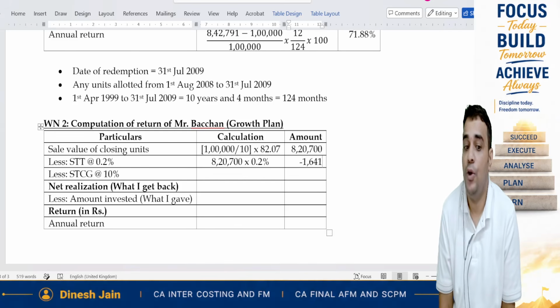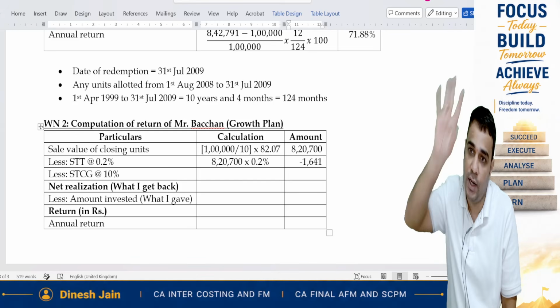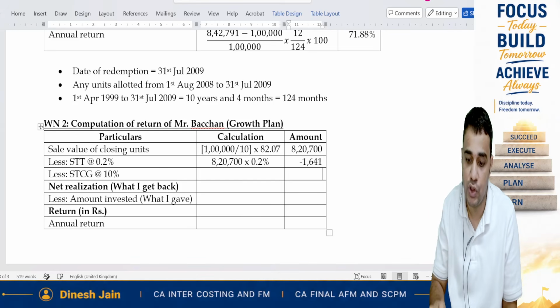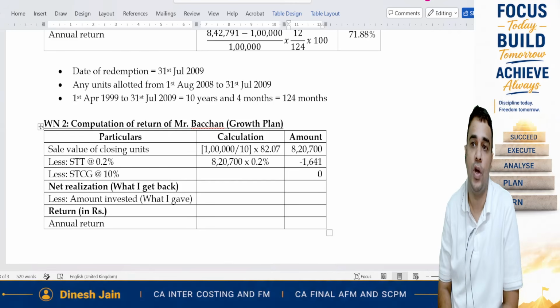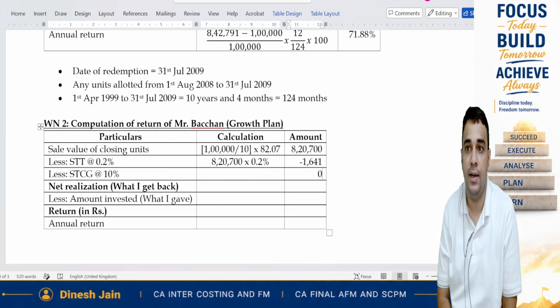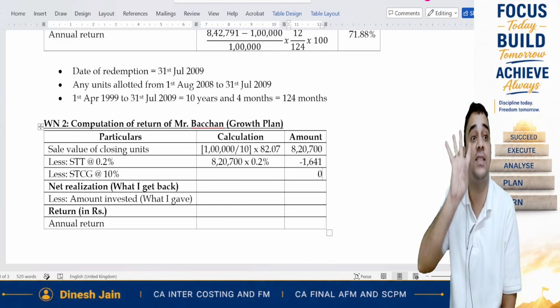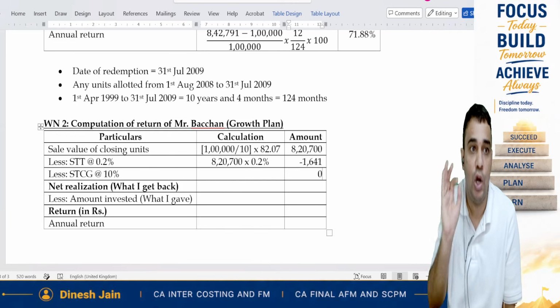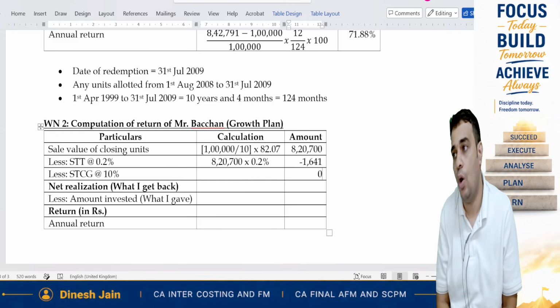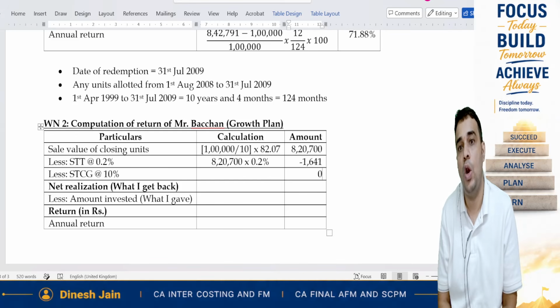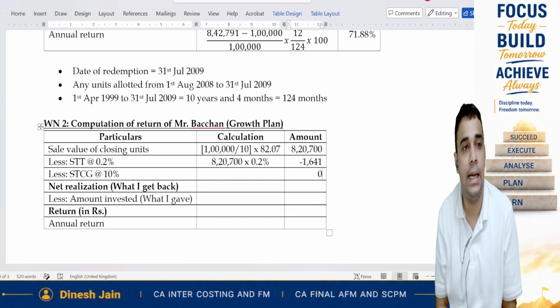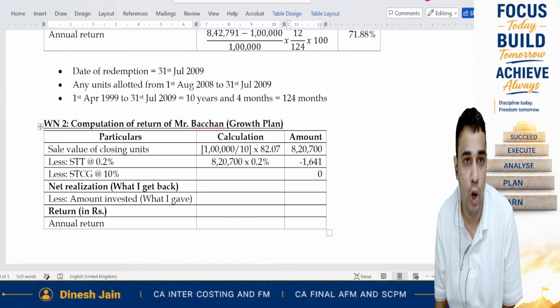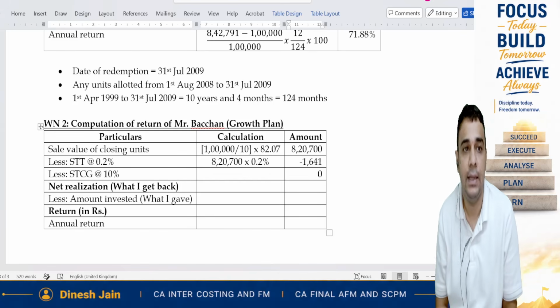STCG: no units are allotted between 1st August 2000. No extra units, only original. So no STCG, no short term capital gain. The holding period is 10 years and 4 months, so all are long term. All 10,000 units is long term capital gain.